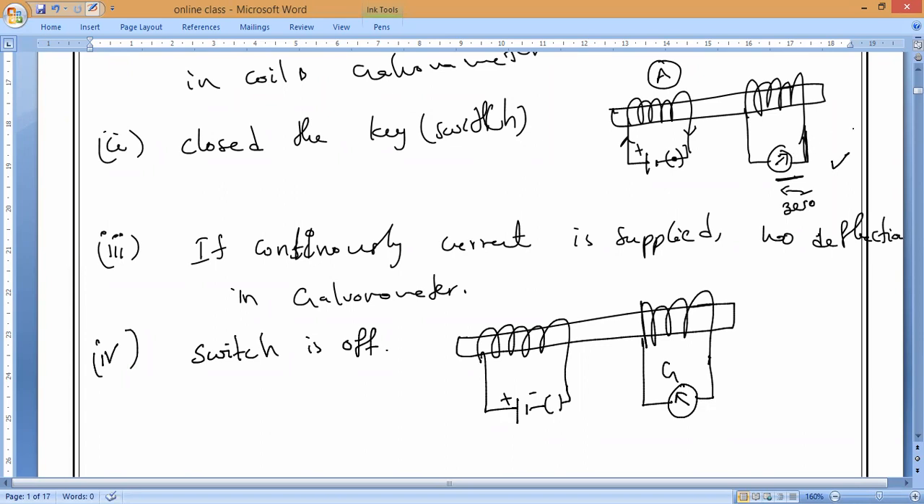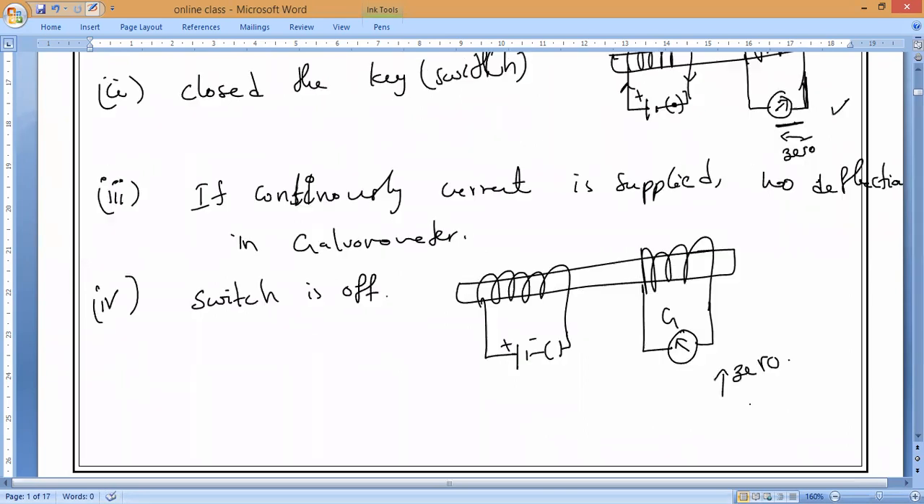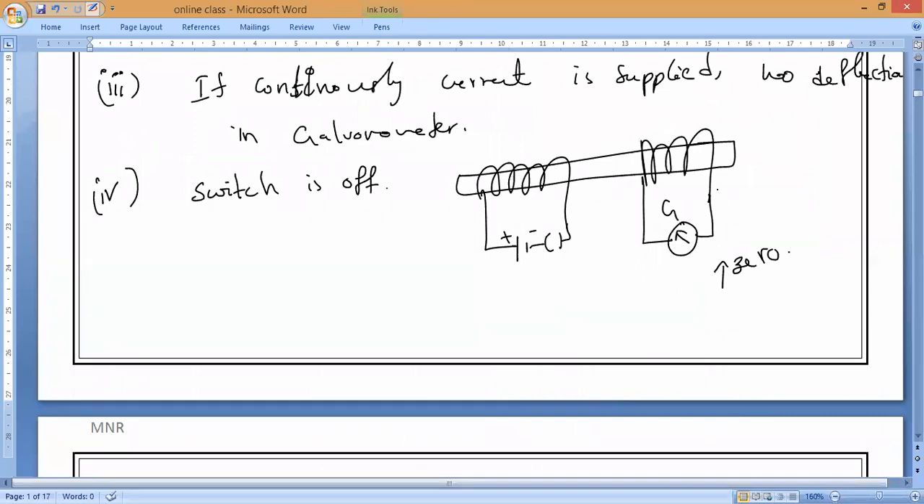So here it is a momentary deflection towards some side. If you turn off the switch, a momentary current will be induced in coil B, but in the opposite direction. And again, within a fraction of a second, it comes to zero. Do you understand? Only the current is induced, and within a fraction of a second the deflection comes back to zero. If the current stays off continuously, no deflection is noticed in the galvanometer. That is what you have to remember. These are the four observations which have been made.